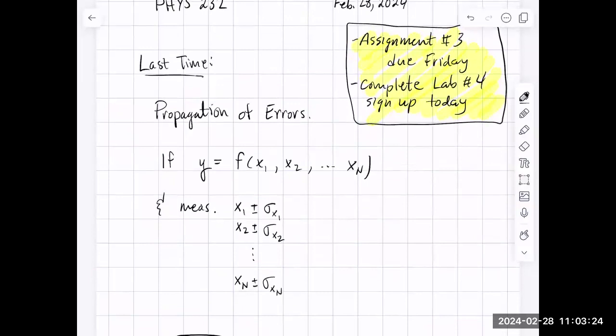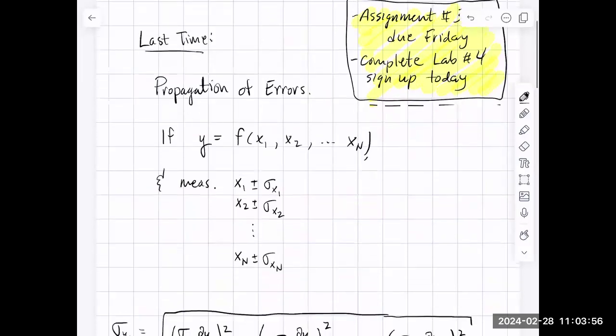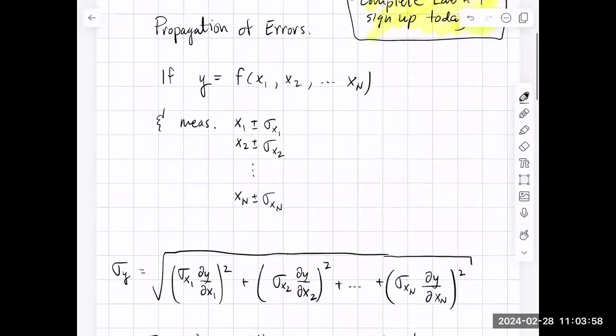Okay, so the kinds of things that we were talking about was this idea of propagation of error. And we were thinking about this problem where we're going to measure some quantities, say x1 plus or minus its uncertainty, x2 plus or minus its uncertainty, and so on. And maybe there's n quantities that we've measured. Then we want to go ahead and calculate something else using those measured values. So we calculate y as some function of all these things that we've measured, x1, x2, up to xn. And we want to know what is the corresponding uncertainty in that calculated value of y.